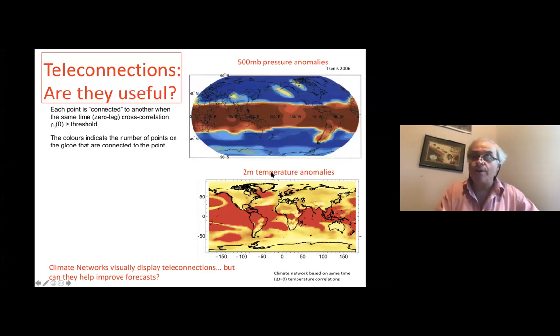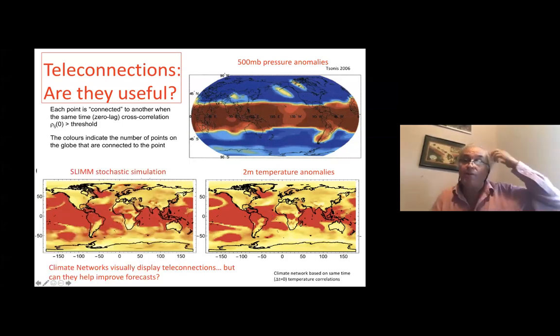If you do the same with 2 degree temperature anomalies, you get something like this. And actually with this SLIM model, you reproduce that almost perfectly.